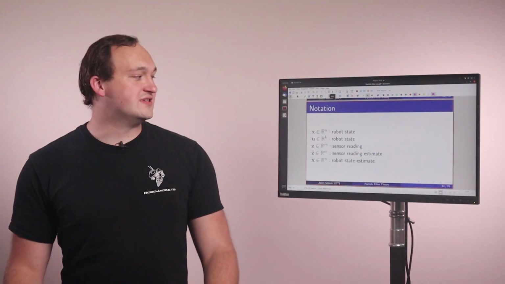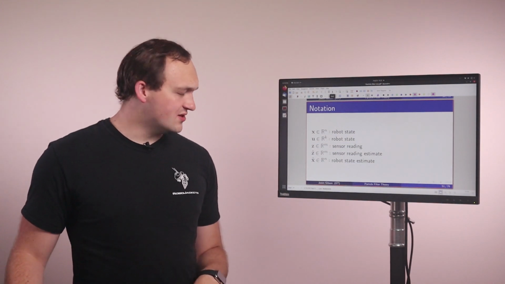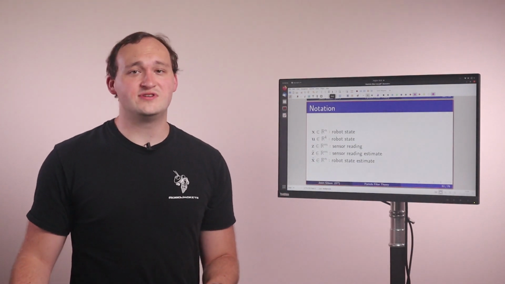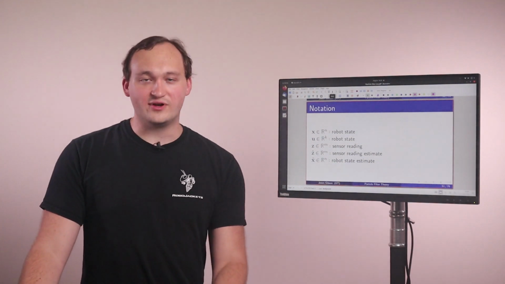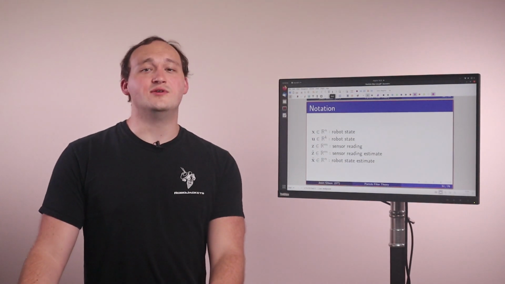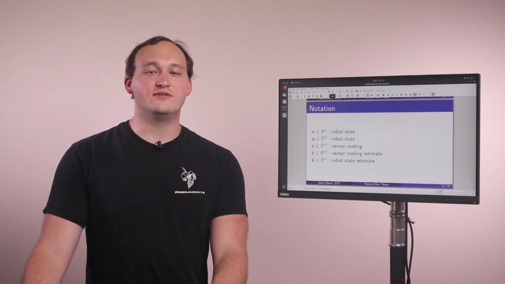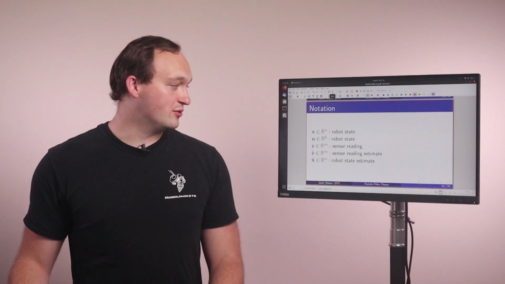Before we get into localization in a more mathematical sense, let's talk about some notation. When I first started doing robotics, this is the thing that confused me when I started reading papers. I had no idea what X stood for, or U, or hat, or Z, or whatever. So I'm going to cover some of the common notation that I've seen. Obviously every paper is a little bit different, and they might have different notation or conventions, but these are the ones that I run into on a frequent basis.